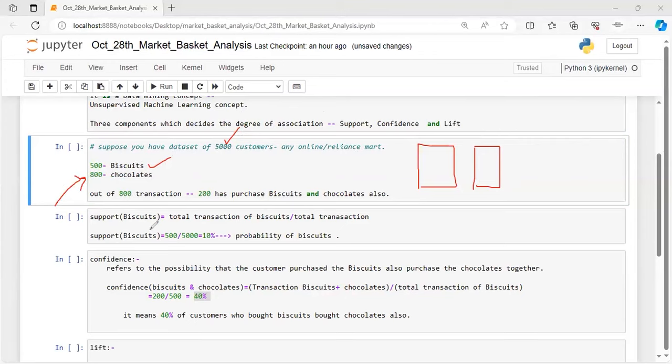Sale of chocolate. It may be possible some other items may be there, like ice cream, which I have not taken into consideration. It may be possible that ice cream has a better association with biscuit, but that can only be found if you find the lift value of ice cream with respect to biscuit. Whichever item's lift value is high, that item has the excellent combination with biscuit. Is it clear? Yes.